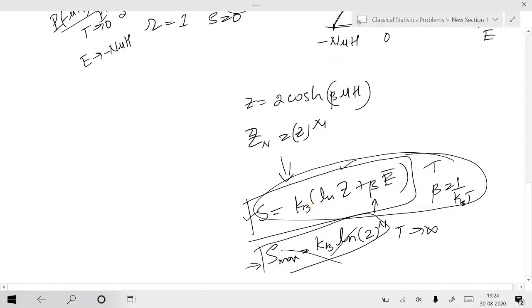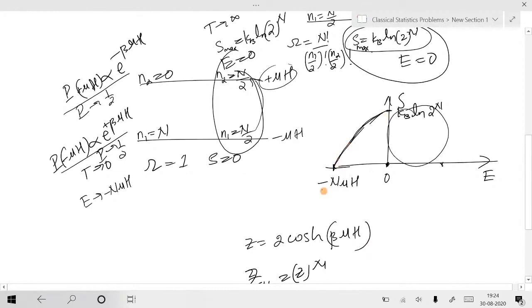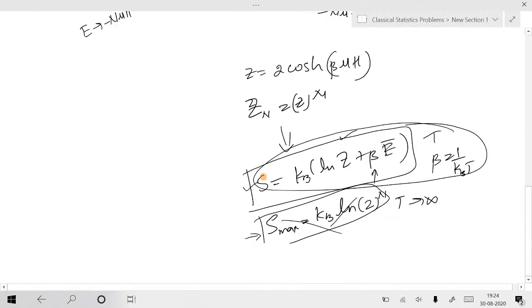Yes, sir. Again, this value will give some value between 0 and k_B ln of 2 power n. This is always less than this maximum possible value. Is that clear?